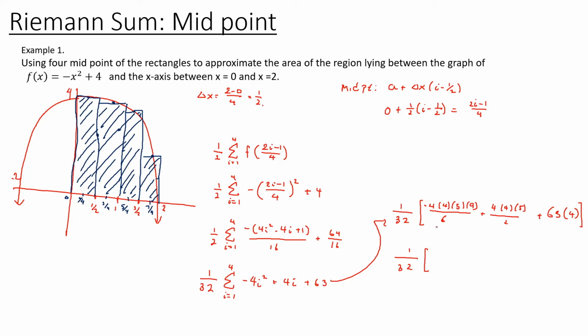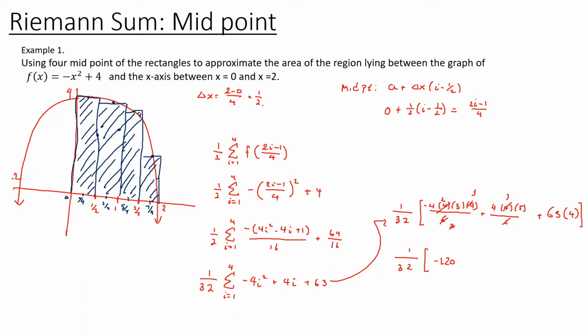9 over 6 is 3 over 2. Right? 4 over 2 is 2. So we have 4 times 2 times 5 times 3. So 8 times 5, which is 40. 40 times 3 is 120.